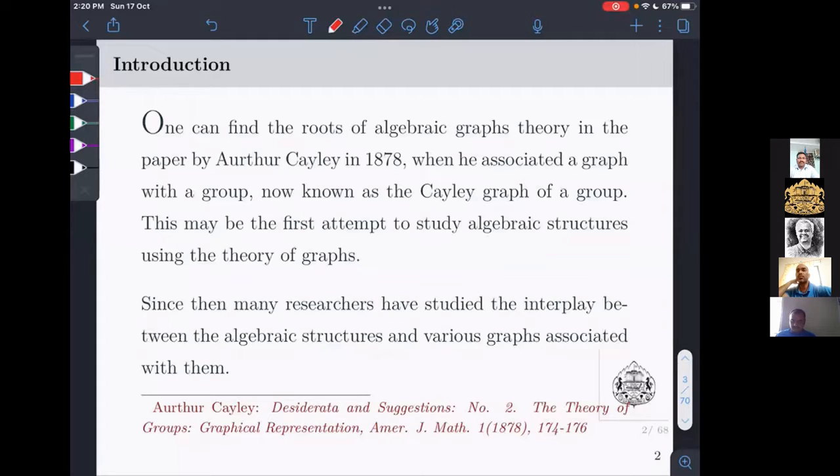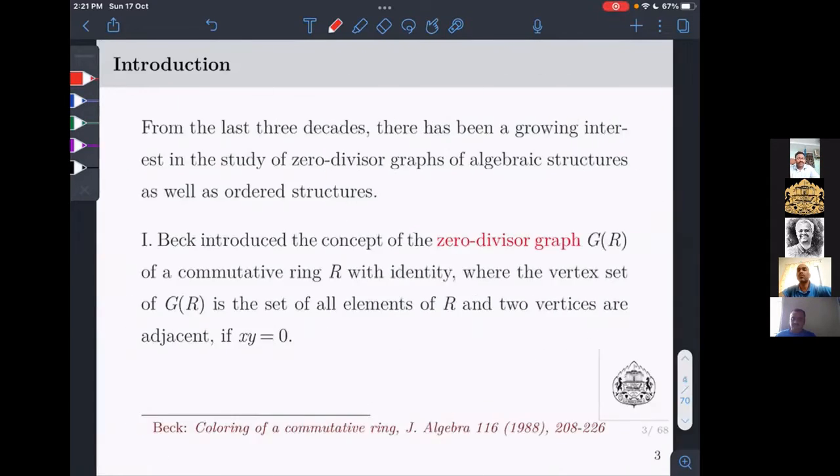In the last few sessions, you observed that there are many graphs. Professor Aparna Lakshmanan talked about the power graphs of groups. Professor Asi talked about the zero divisor graphs of rings and total graphs of rings, and many more such graphs are going to be discussed in this workshop. As Professor Asi talked about the zero divisor graph, let me reiterate the story of the zero divisor graph.